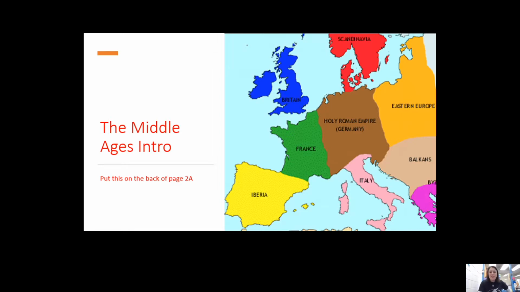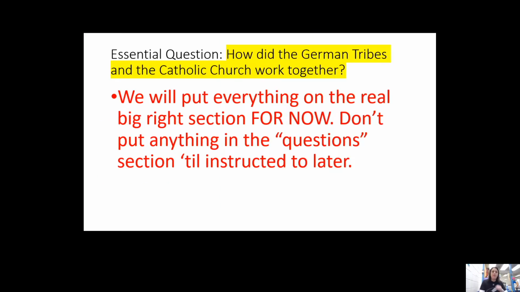You had France, you had the Holy Roman Empire, which is modern-day Germany and a few other countries, a place called Iberia, just Spain, you got Britain. Italy wasn't one full country. It was a bunch of little countries, but we'll talk about all that stuff later. What I care about now is our essential question.